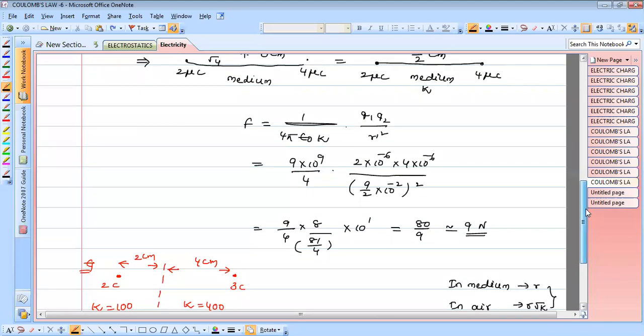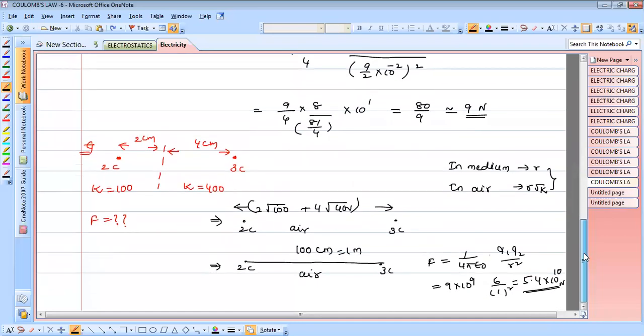So in the next class we will move to some more applications, and also vector form, and also the principle of superposition. Means in a system where more charges are present, how can you calculate the force on one charge due to the remaining charges? That is called the principle of superposition. And vector form of Coulomb's inverse square law: how can you solve the numerical in vector form? We will discuss these two concepts and applications on those two concepts in the next class.